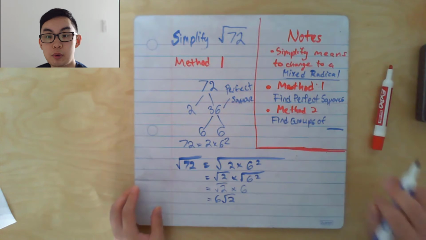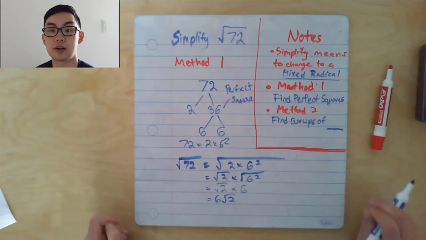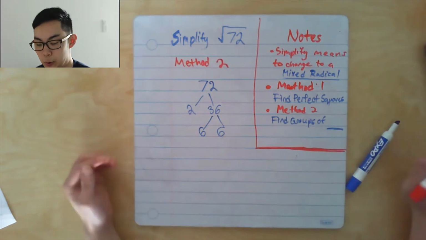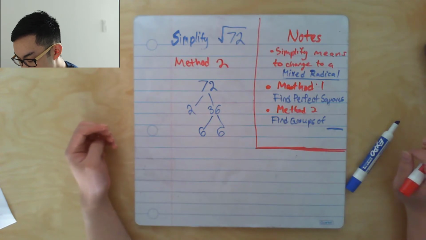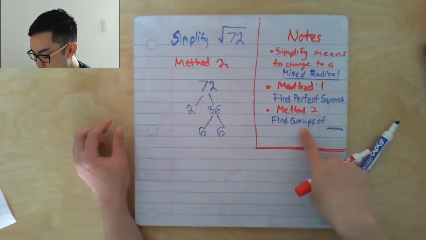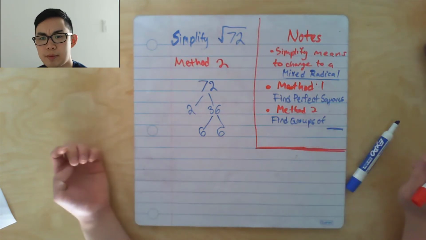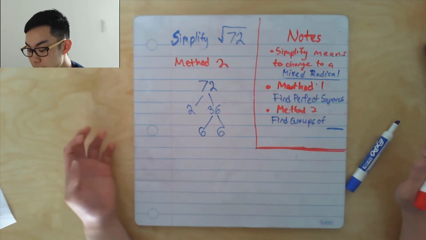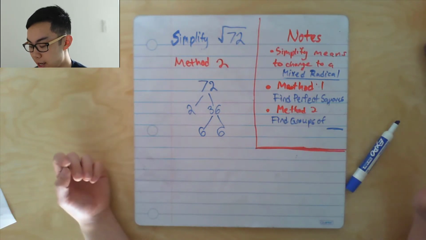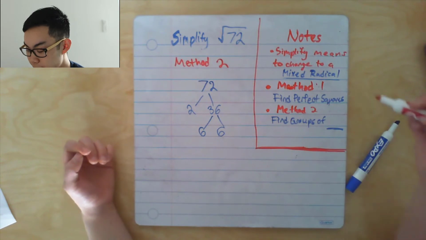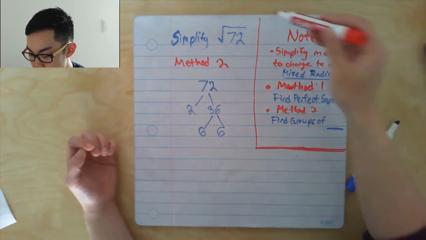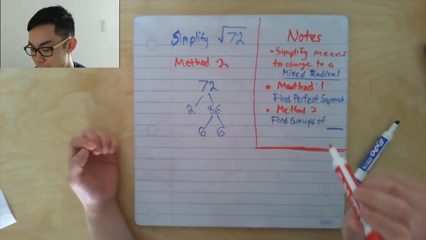Okay, so now that we have this method out of the way, let's take a look at our second method. Now we're on our second method, and the second method is called find groups of blank. What do I mean by this blank? Well, depending on the radical we have, we're going to be looking for groups accordingly, and by the radical I mean the index for the radical.